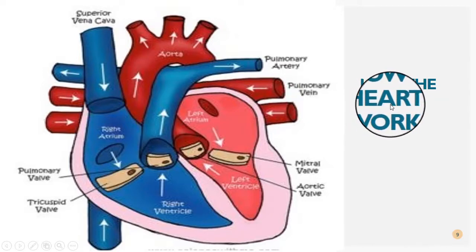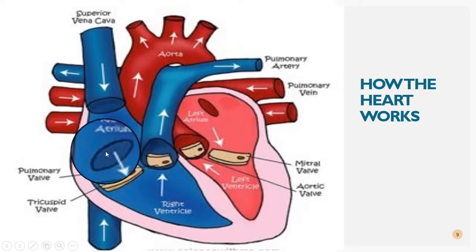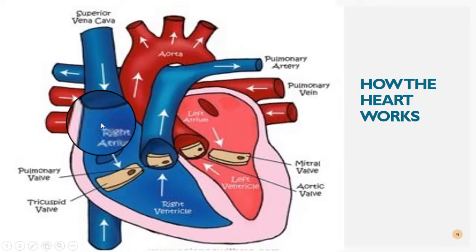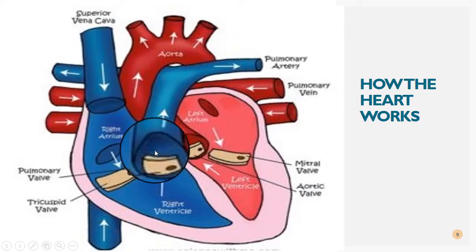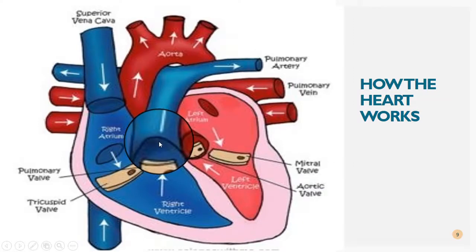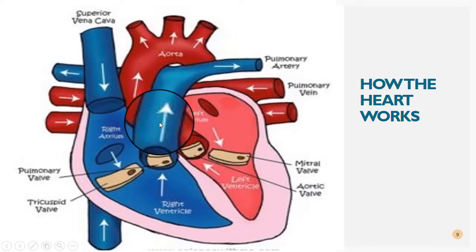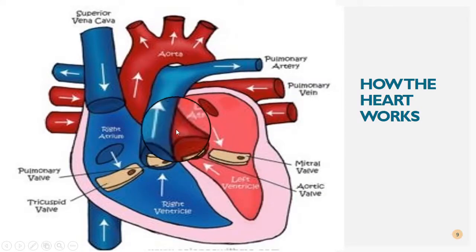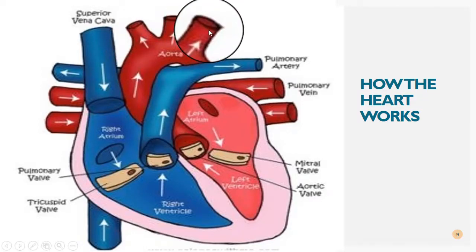The left and the right side of the heart work in unison. The right side of the heart receives deoxygenated blood and sends it to the lungs, and then the left side of the heart receives the blood from the lungs and pumps it to the rest of the body. The atria and the ventricles contract and relax in turn, producing a rhythmical heartbeat.